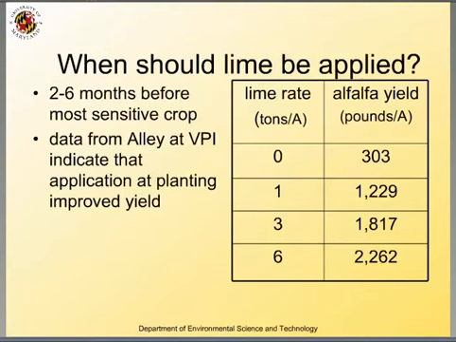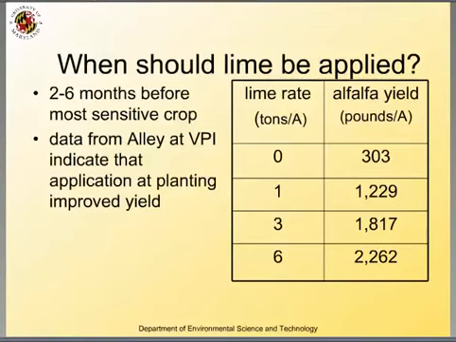Big argument about when to lime. Some people say, if you don't do it ahead of time, it hasn't dissolved, it doesn't do any good. Yeah, 2 to 6 months ahead is really good, particularly if you're going to plant a very sensitive crop like alfalfa. But Mark Elliott, VPI, did some work back in the early 90s where he looked at adding lime at planting. I guess the question was, is it better to lime at planting than not at all? And I think I'm going to have to agree with him that it's better to do it at planting than not at all.